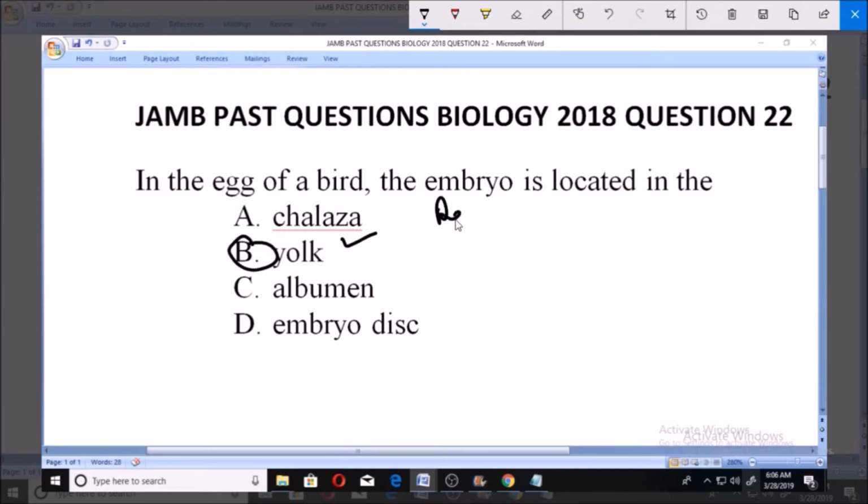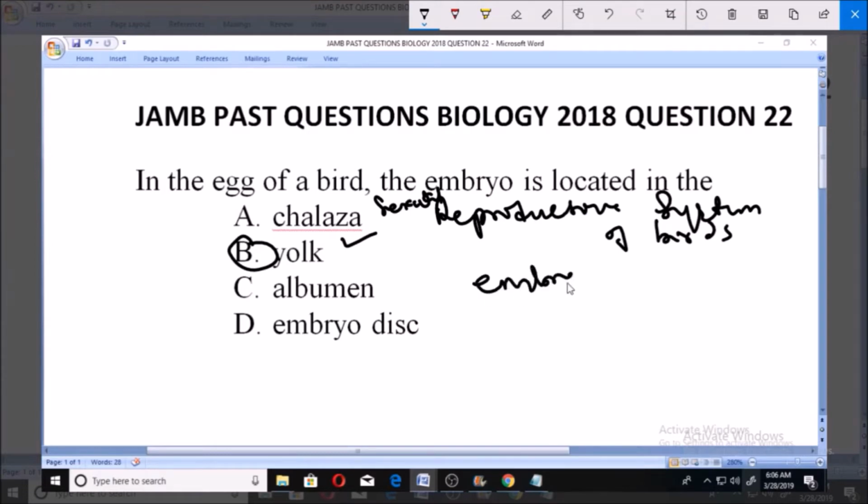And why is it in the yolk? When you check out the sexual reproductive system of birds, you find out that the embryo is actually located inside the yolk. And why is that so? Because the yolk provides food, mainly proteins and salts and water, for the embryo.